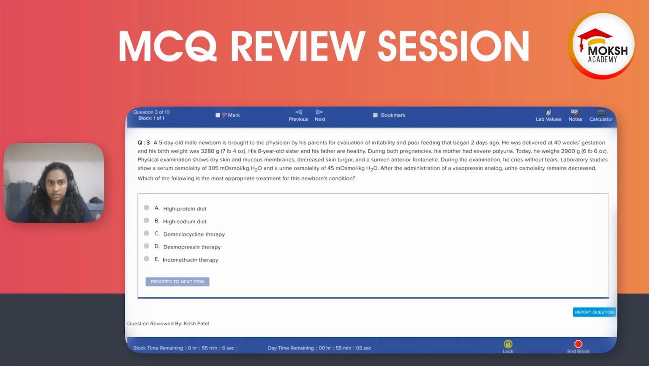Physical examination shows dry skin, mucous membrane, and decreased skin turgor, and a shrunken anterior fontanelle, which are the signs of dehydration. During the examination, he cries without tears. Laboratory study shows a serum osmolality of 305 and urine osmolality of 45. After the administration of vasopressin, that is an ADH analog, urine osmolality remains decreased. Which of the following is most appropriate treatment for the newborn's condition?